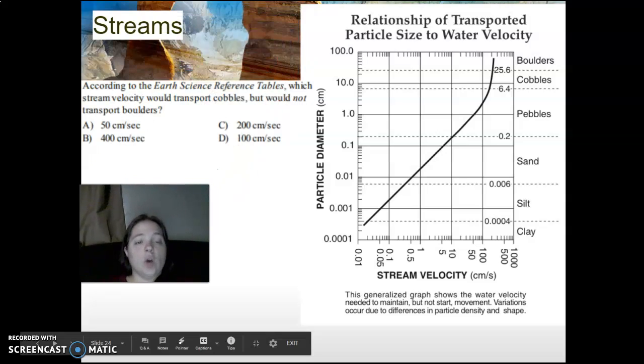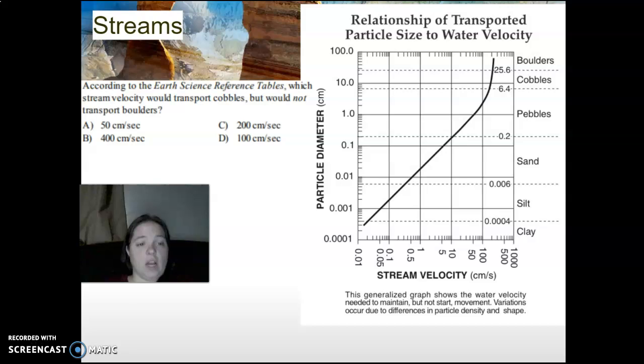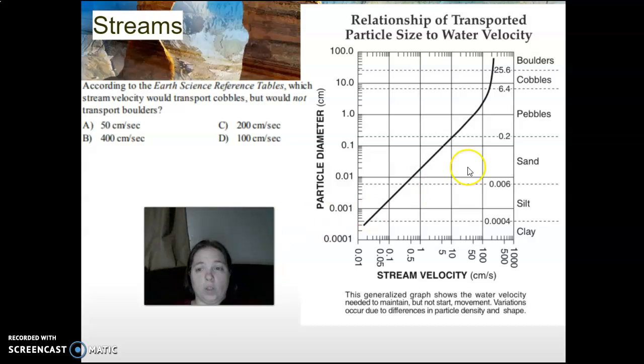All right, and the last one. According to the reference table, which stream velocity would transport cobbles but not transport boulders? So I'm going to look for cobbles but not boulders. I've got it right here, about halfway. Anything above this side to this, so you know it's going to be under 500. I don't have to worry about over 100, so I can cross out 150. I'm stuck with 200 and 400. Remember, right about there was about 250. So your answer is going to be C.